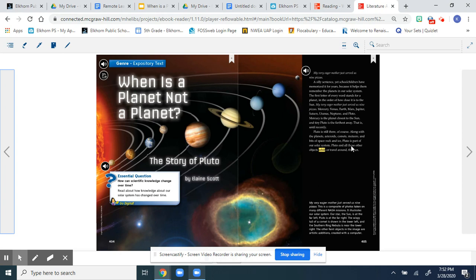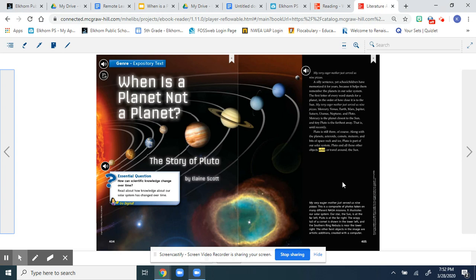We also have a text feature. On this page, we have this caption. So let's go ahead and read that caption. And it says, this is a composite of photos taken on many different NASA missions. So a composite is lots of photos put together to make one. So then the artist can show us more clearly and easily what they want us to know. So this particular composite illustrates our solar system.